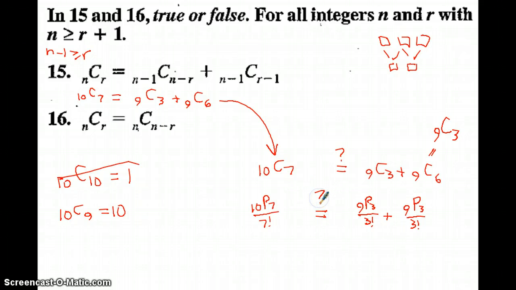I think I'm going to have to do number 16 on another page. Am I right? Alright, 10P7 is the first 7 items of 10 factorial: 10, 9, 8, 7, that's 4, 5, 6, 7, divided by 7 factorial.